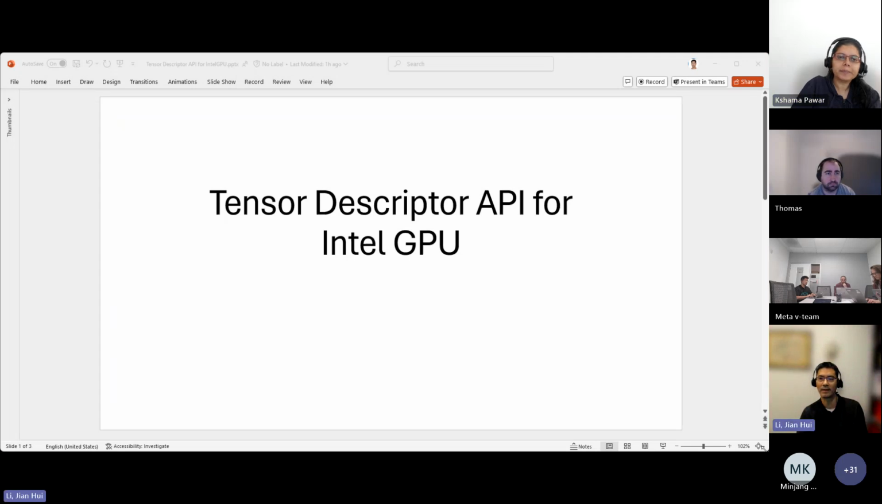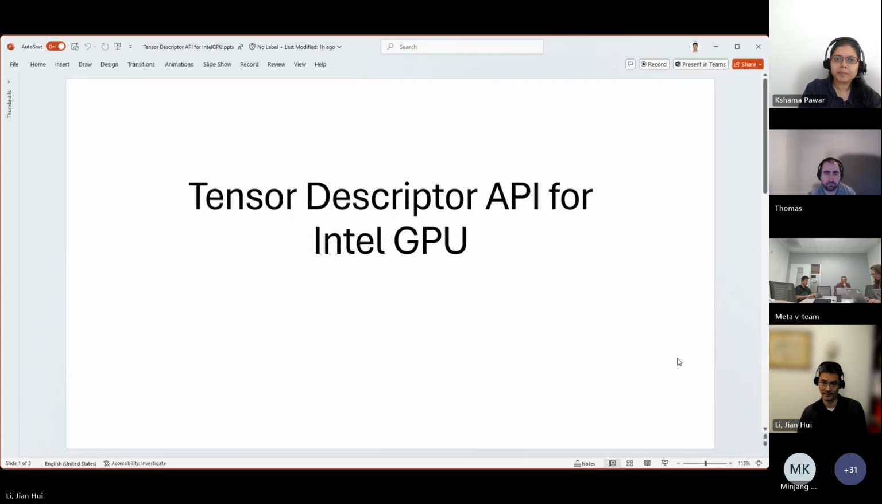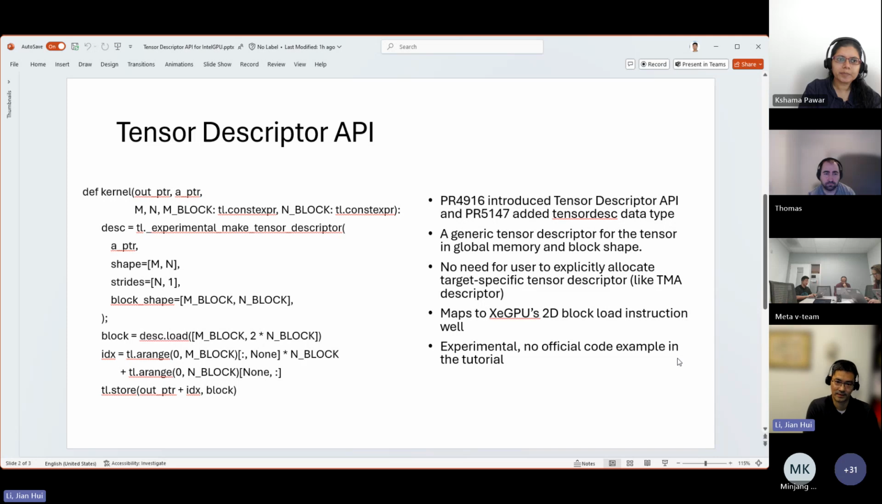Okay. So mine is relatively short. I only have two slides, but the first slide is a simple update on this Tensor descriptor API, how it can map to Intel GPU. Then I have one more slide for discussion, about what Triton's plan is.